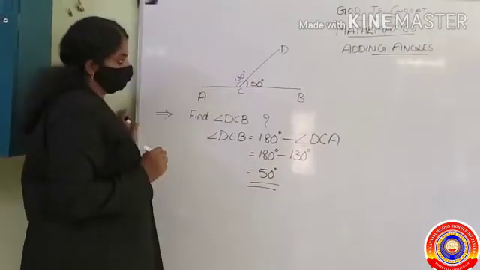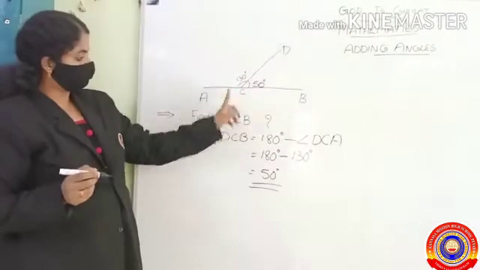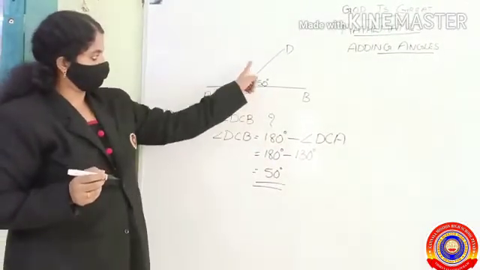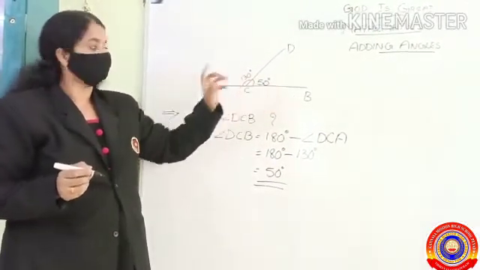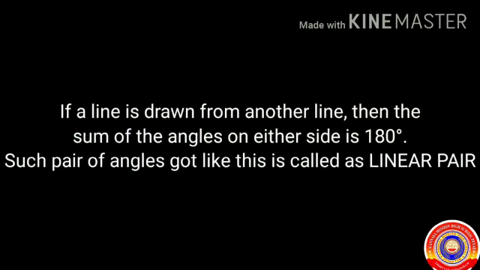So, children listen. The total angle or the pair of angles we got is called a linear pair. If a line is drawn from another line, then the sum of the angles on either side is 180 degree. Such pair of angles got like this is called as a linear pair.